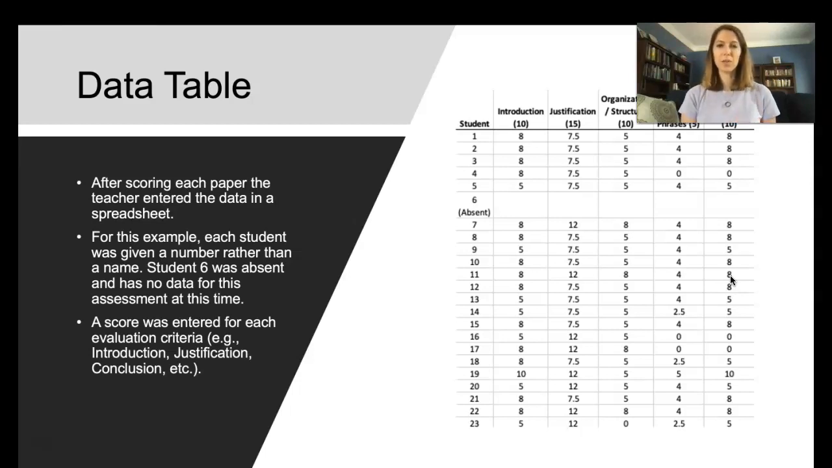So, for example, if we look at student number one, they scored 8 points out of a total of 10 points on the introduction. So the teacher entered 8 in the row for student 1 under the column for introduction. And likewise, for the justification piece of the rubric for the opinion writing piece, student 1 scored 7.5 points out of 15 points, so therefore the teacher entered 7.5 points in the column.